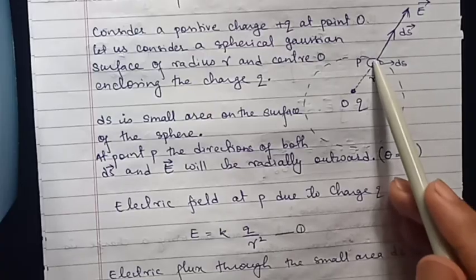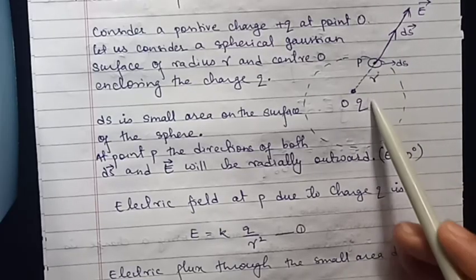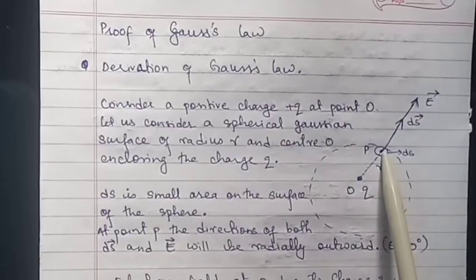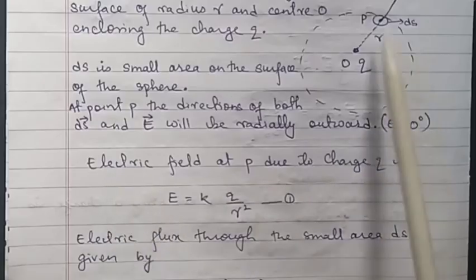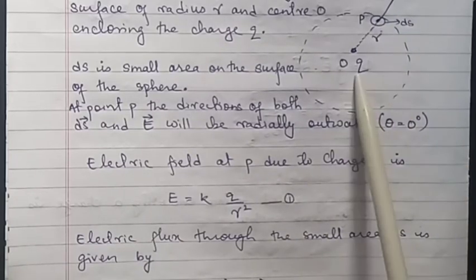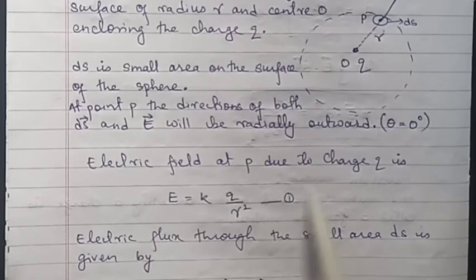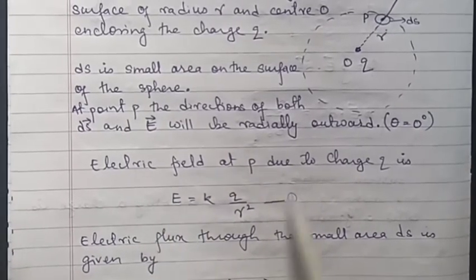Now the electric field at this point at distance r from this charge Q will be given by this expression. E is the electric field at this point. The electric field at this point due to this charge will be given by E is equal to k q by r square. So this is the formula of electric field.